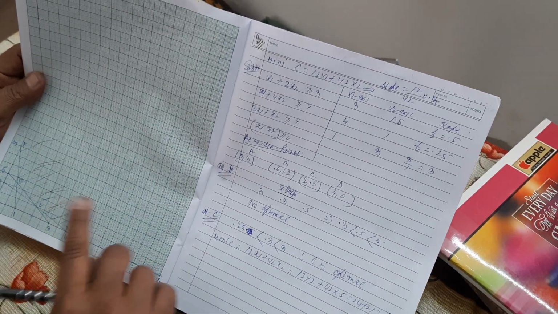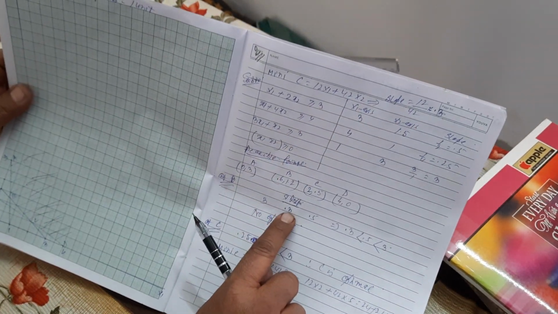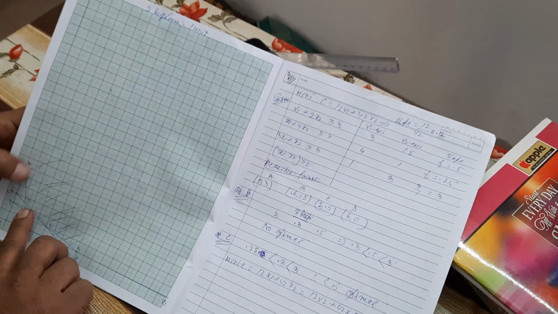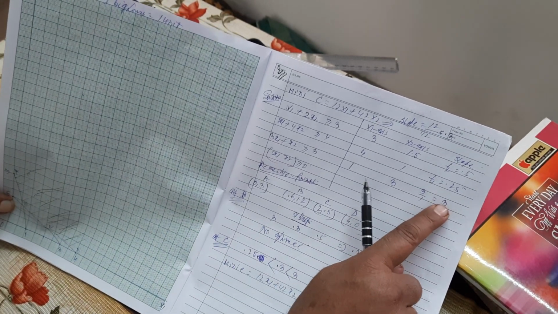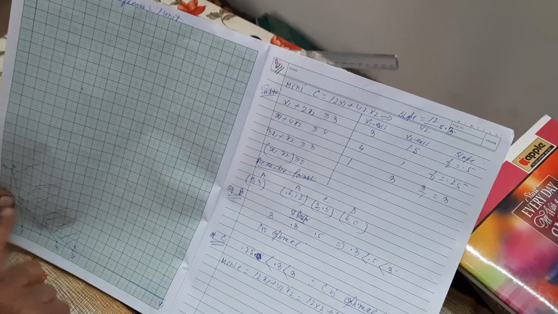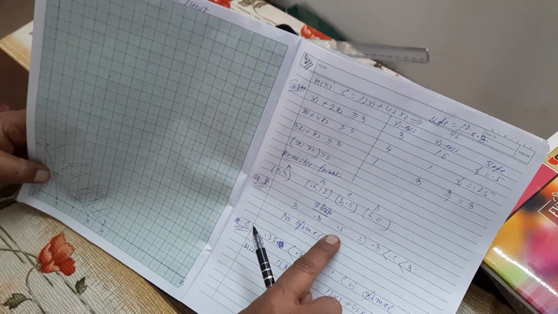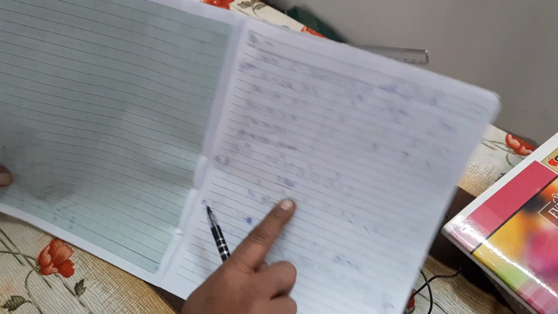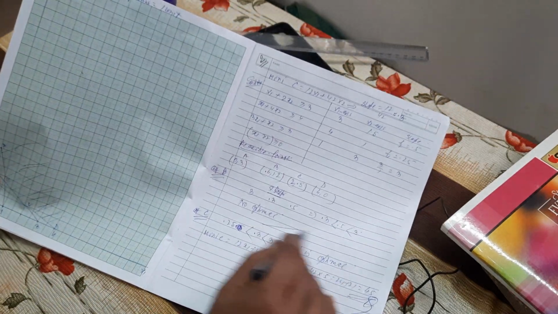At B, the slope of the objective function we have found is 0.3, and the slope of one line is 3, that is 1 4 has 3, and another line has its slope as 0.5. So the slope of the objective function is smaller than both slopes, so this is not optimal.